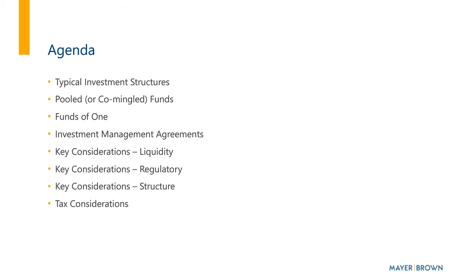Starting at the agenda, you will see that we will break this webinar down into various sections, covering, firstly, the typical investment structures, and I'll describe the key features of each of these in turn. We will then describe the key considerations when selecting an investment structure, and in particular considerations around their liquidity, regulation, and their structural characteristics. And lastly, we will talk about tax considerations, particularly tax neutrality, withholding tax, and UK tax issues, including the consequences of being deemed to trade.